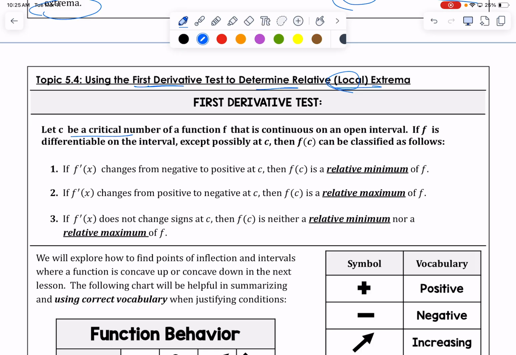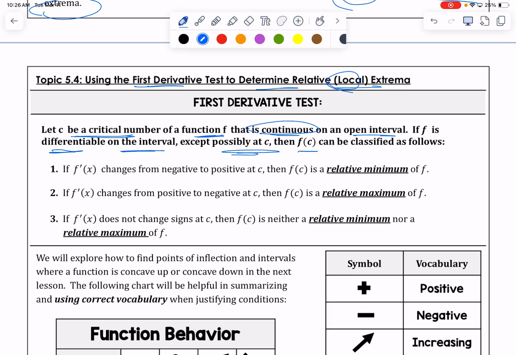Okay. So let C be a critical number for function f that is continuous on an open interval. Does the function have to be continuous? Yeah, if you have discontinuities, you have to take those into consideration as critical values for your first derivative. And that means you might have to throw critical values out. If f is differentiable on the interval, except possibly at C, okay, so can a corner or a cusp be a relative extrema? Yeah. So we're going to have to include those.